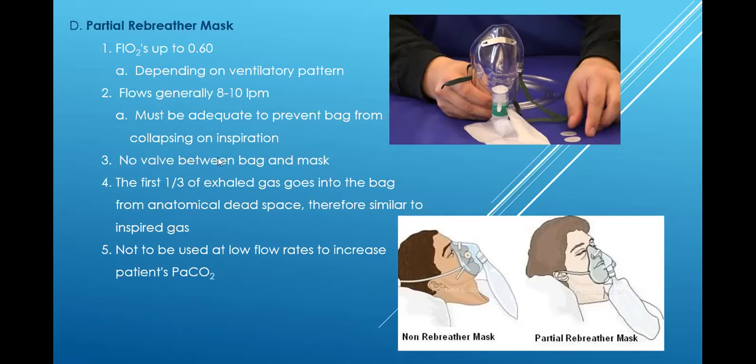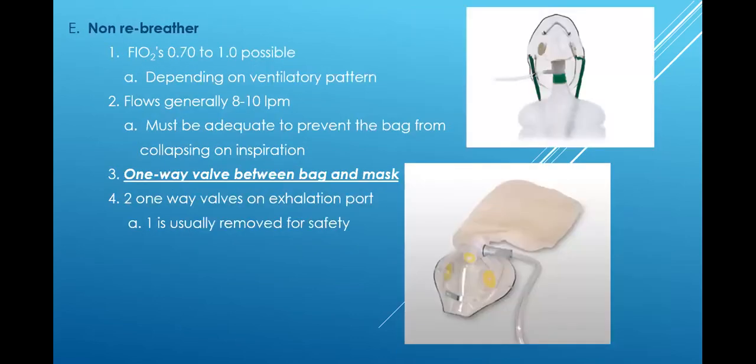If this is not enough, then the last thing in our low flow device toolbox will be the non-rebreather. The non-rebreather gives us FiO2s from 70 to 100%, up to 100% is possible, but it still depends on the patient's what? Ventilatory pattern. Depending on his ventilatory pattern, we can get up to 100% oxygen. Now, the flows are the same as the partial rebreather, 8 to 10, and of course, we increase it if the bag is collapsing.